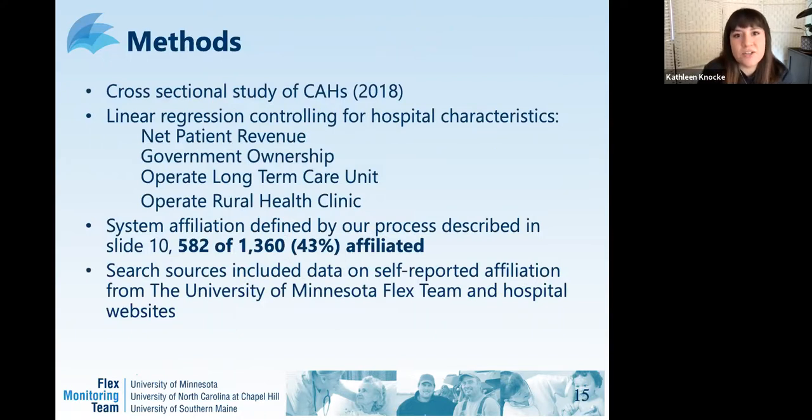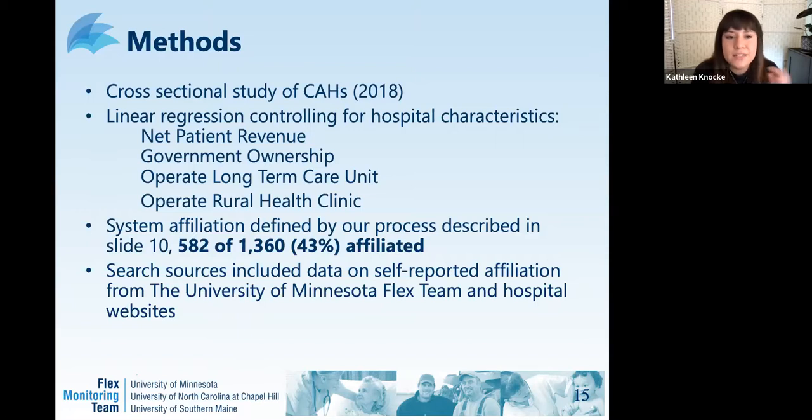We did a cross-sectional study of critical access hospitals using the year 2018, and we did linear regressions controlling for other hospital characteristics. These are also their peer groups. So net patient revenue, whether or not they were government owned, whether or not they operated a long-term care unit, and whether or not they operated a rural health clinic.